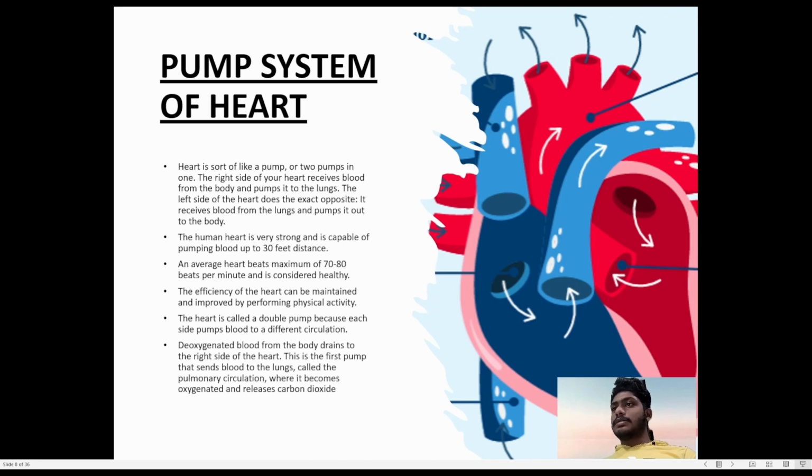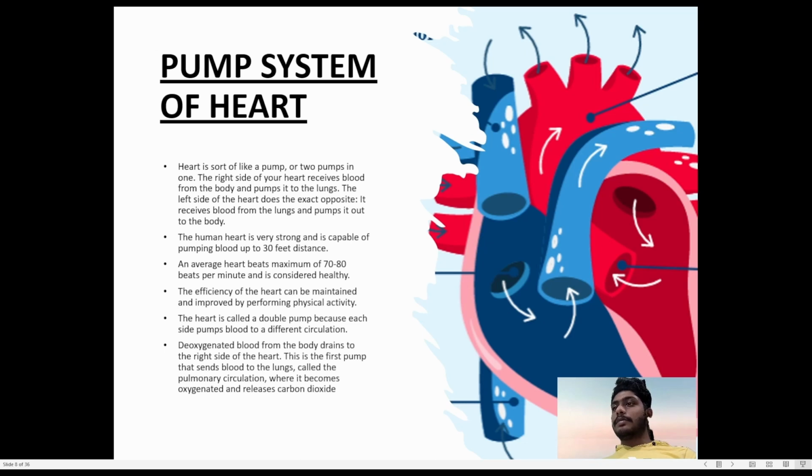The human heart is very strong and is capable of pumping blood up to 30 feet. An average heart beats a maximum of 70 to 80 beats per minute and is considered healthy. The efficiency of the heart can be maintained and improved by performing physical activity.